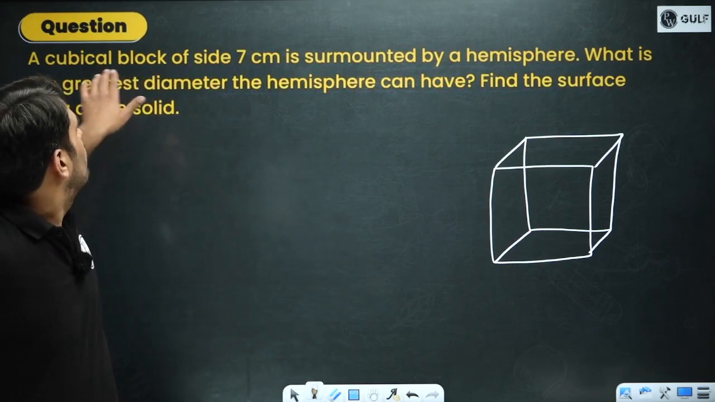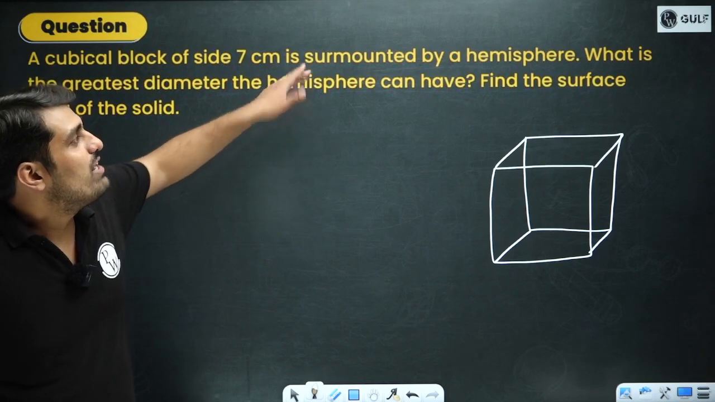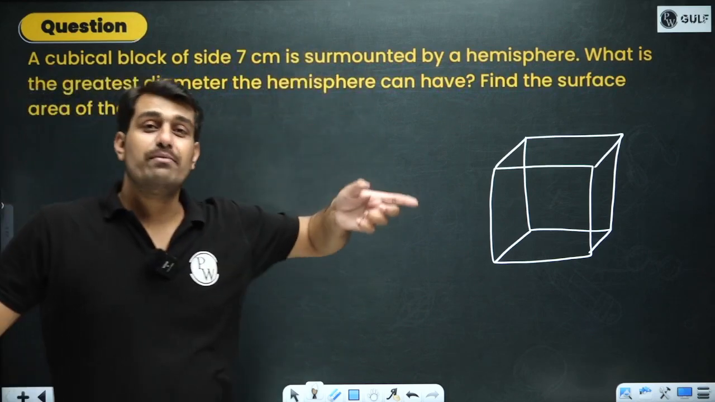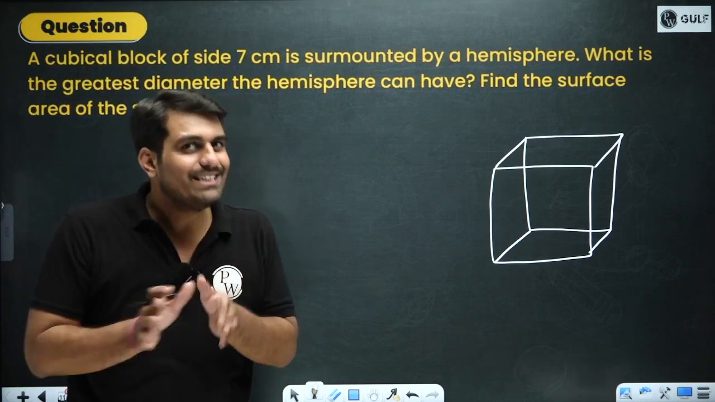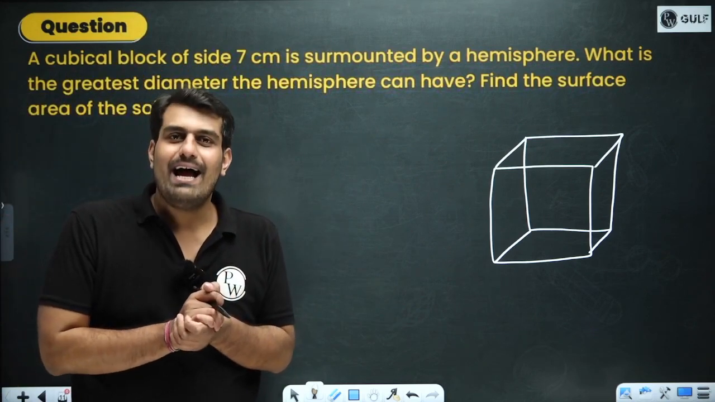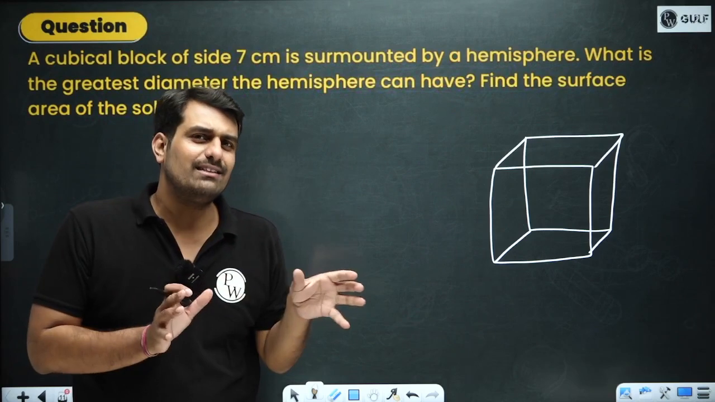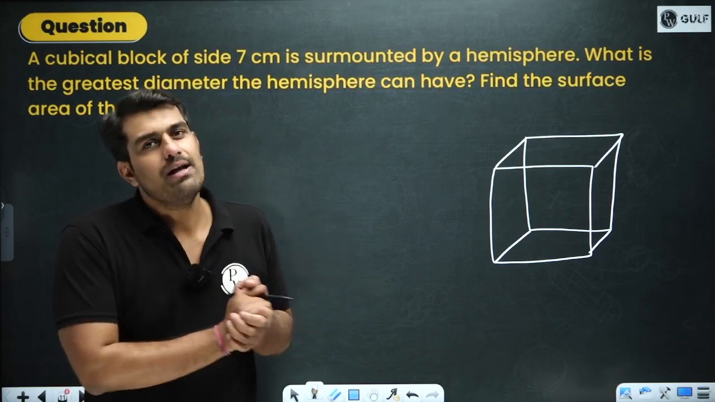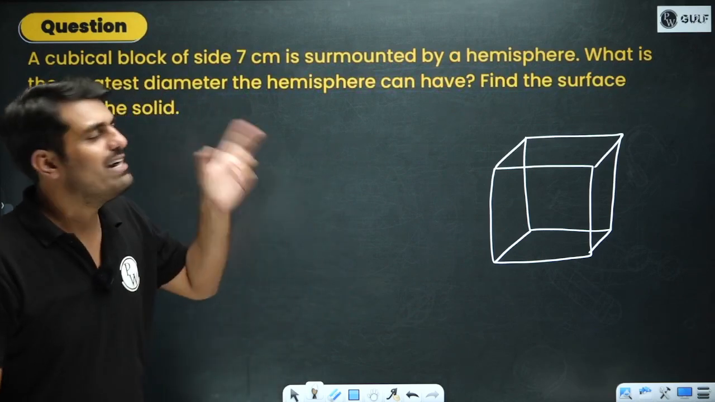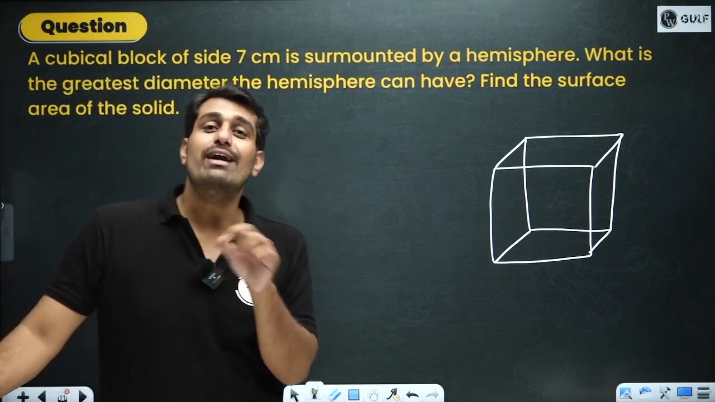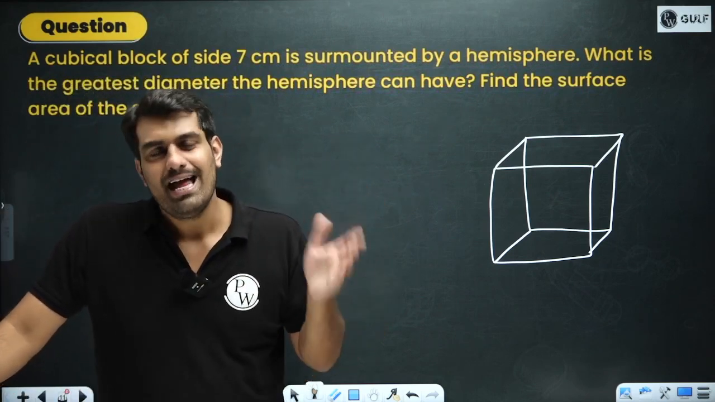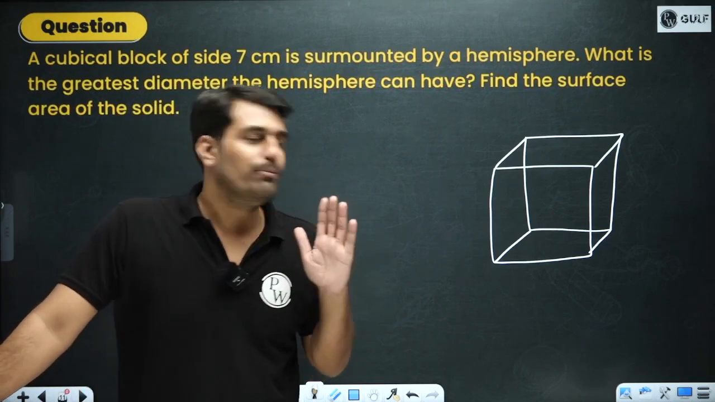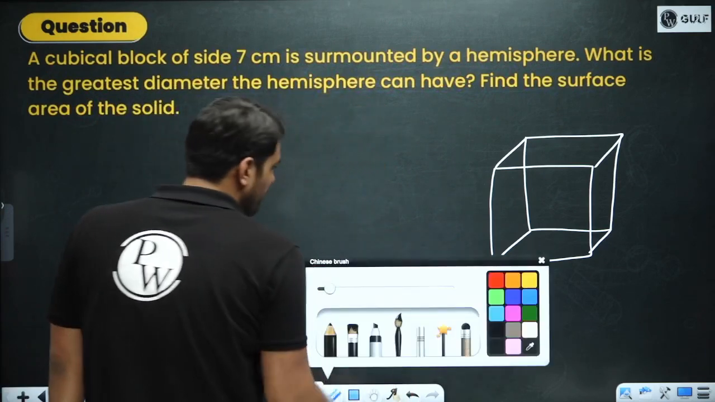Now, the cubical block of side 7 centimeter is surmounted by a hemisphere. Surmounted by a hemisphere. It is not surmounted on a hemisphere. A hemisphere has been put above it. So please read each and every word carefully. Some understanding of the English language is going to play an important role. So please read it multiple times if you believe that you are not good at comprehension. This is the place where you can start learning comprehension, and in the English examination also it will be helping you out. So, having a hemisphere above it.